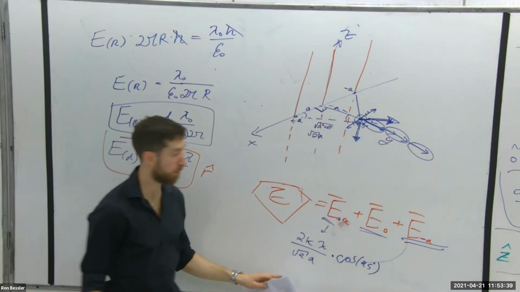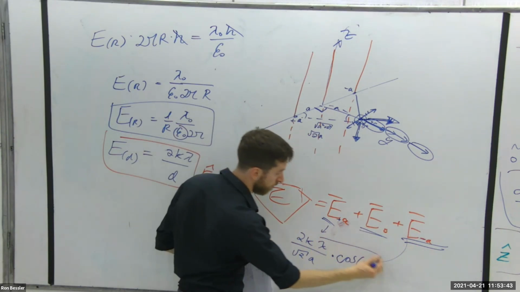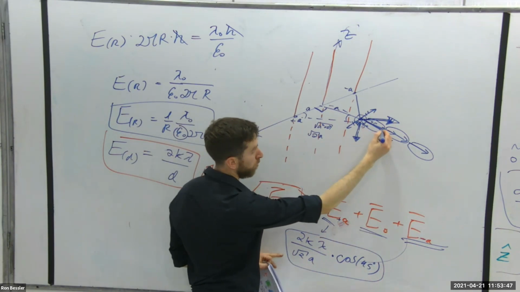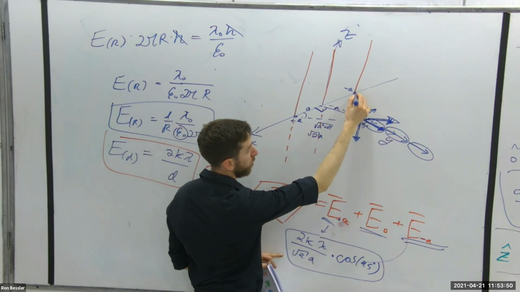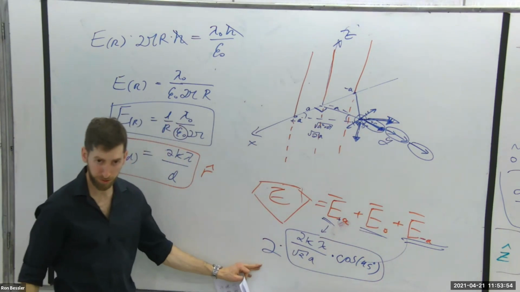Same as that one. This one and this one. This is the value, this contribution, right? What's going to be the contribution of this one? The same as that one. Multiply by 2. Smart move?